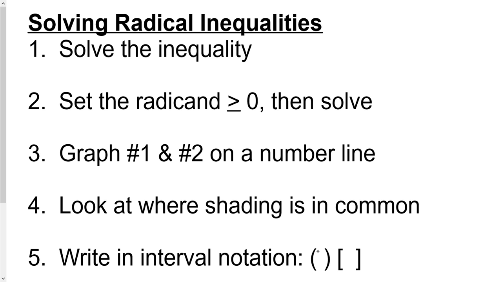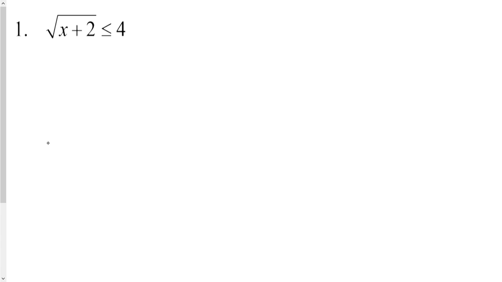Remember, that's using a soft bracket if it is just less than or just greater than, or a hard bracket if it's less than or equal to or greater than or equal to. These hard brackets are inclusive. These soft brackets are exclusive. All right. So we're going to go through 3 example problems following this procedure to see how we can solve these different inequalities.